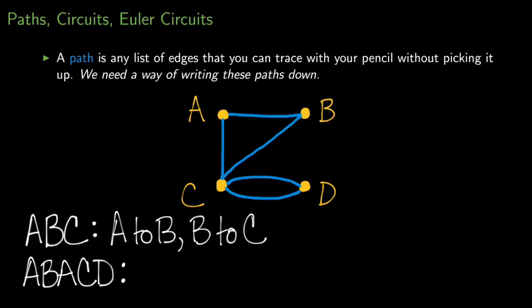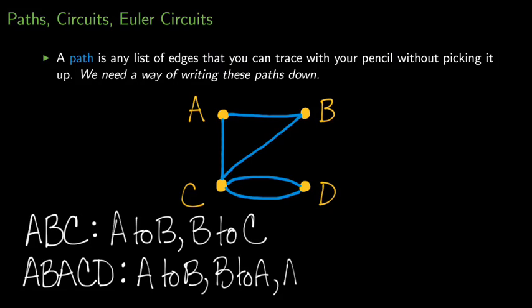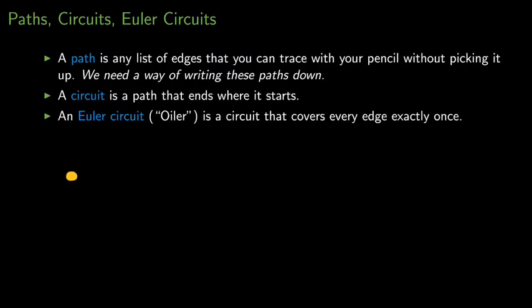Here's another example: A, B, A, C, D. And what does that mean? It means you go from A to B, B to A, A to C, and C to D, and you stop at D. So we start at vertex A, you walk to B, you walk back to A, that's okay. You're allowed to go back over an edge that you just traced. And then you go down to C, and then you follow one of these edges to D. It turns out that it doesn't really matter which one we pick. So you follow an edge to D. Boom, that's a different kind of path.